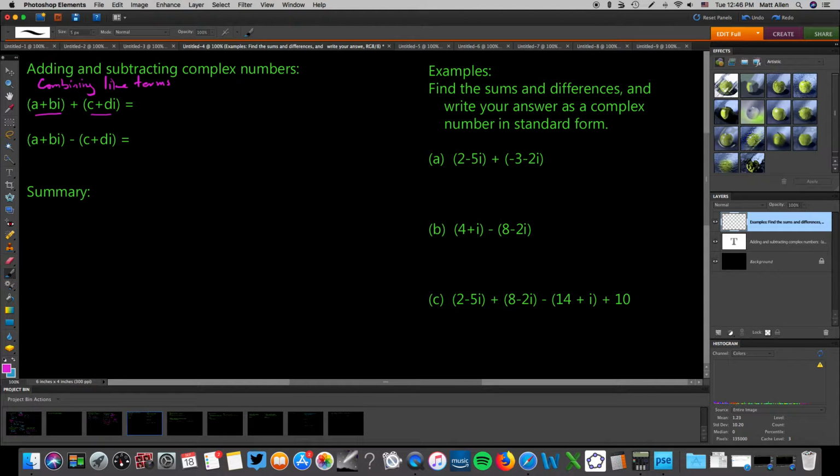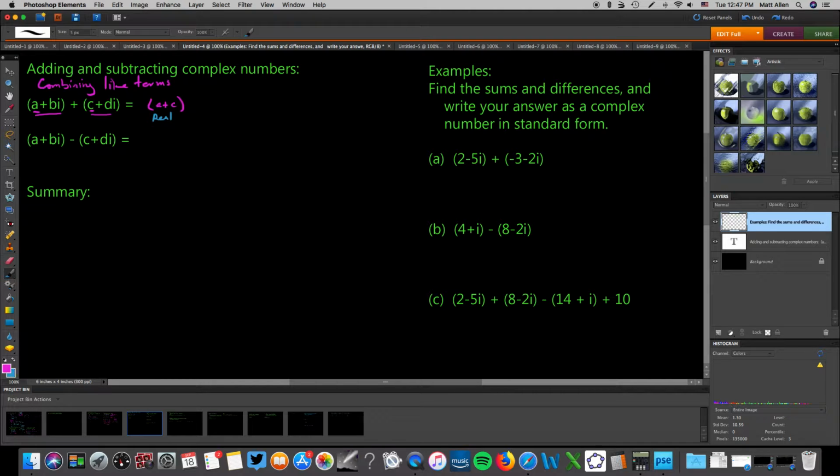But when it comes to working with expressions that have i's, we're going to treat them like a variable in that we just combine like terms. So looking at this first expression here, it says a plus bi plus the complex number c plus di. Really what we're going to do is add the real parts of these numbers together. And so we get a new real part, and the new real part is going to be whatever we get when we add a plus c.